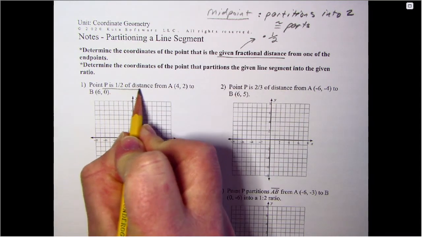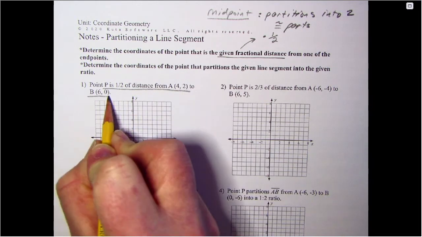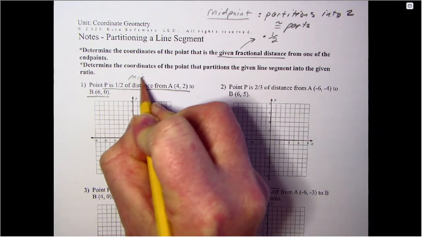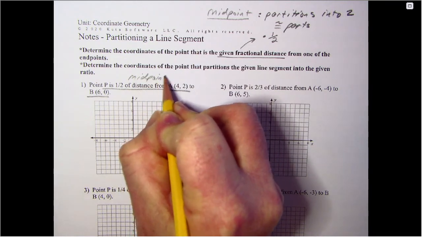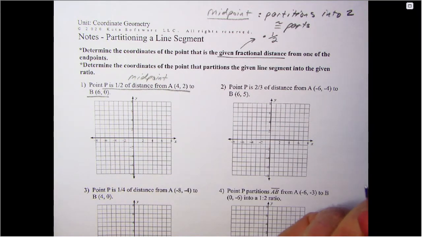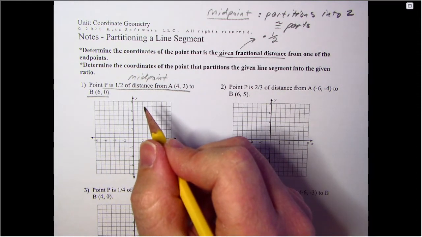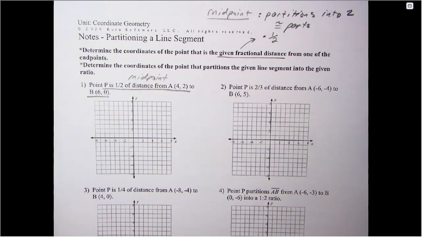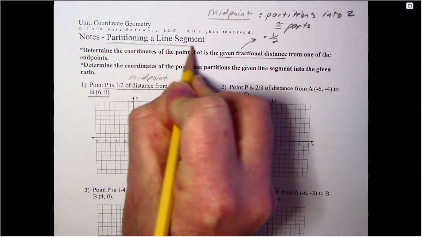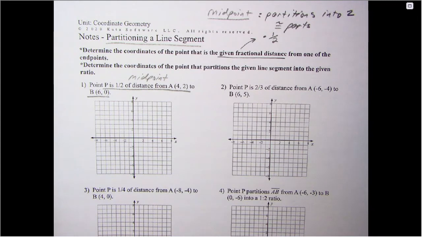P is half the distance from A to B. Well, that means this is a midpoint. You could use the midpoint formula to determine the location of this new point, or you can use the graph to determine the location of the midpoint. I'm going to give you a more complicated formula that is for all types of partitioning, not just the midpoint. If you know it's a midpoint, use the midpoint formula or just simply go half of the distance.